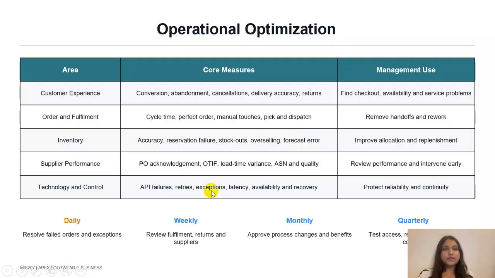After implementation, the work does not stop. Our project treats optimization as an ongoing management process. We identify 5 areas that should be measured.